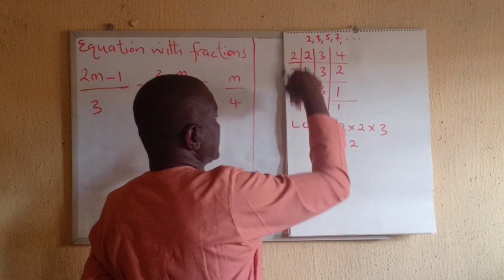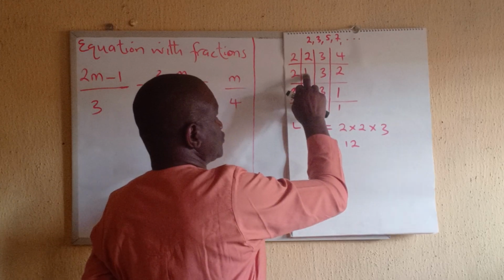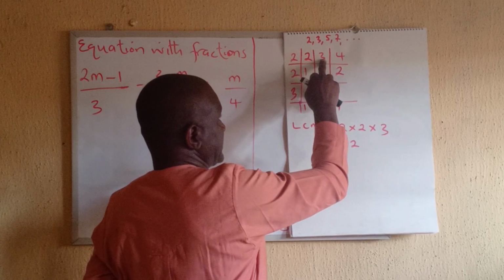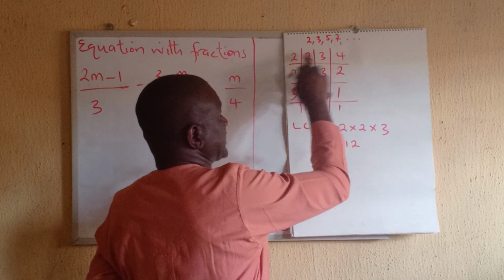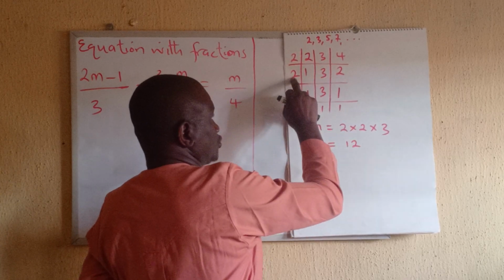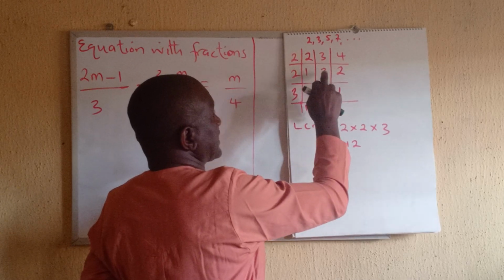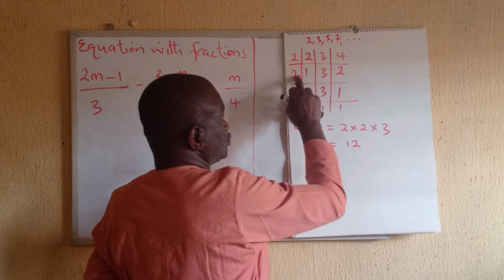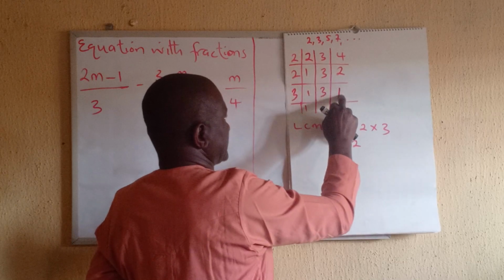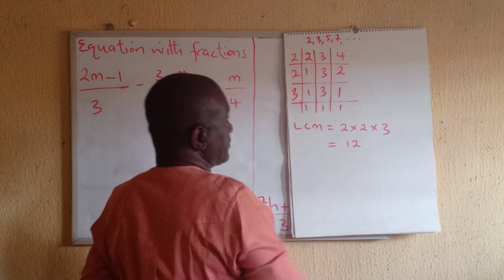Because of time, I've already sketched it out. So 2 will divide 2, 1. 2 cannot go into 3 without a remainder, so you repeat the 3. 2 can divide 4, 2. Next, 2 cannot divide 1, you repeat 1. 2 cannot divide 3, you repeat 3. 2 can divide 2, 1. So you have exhausted 2 because no number is left that 2 can divide.